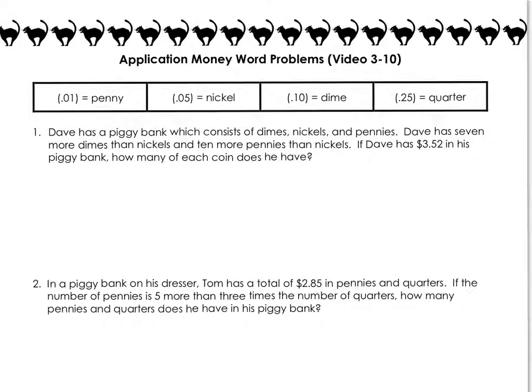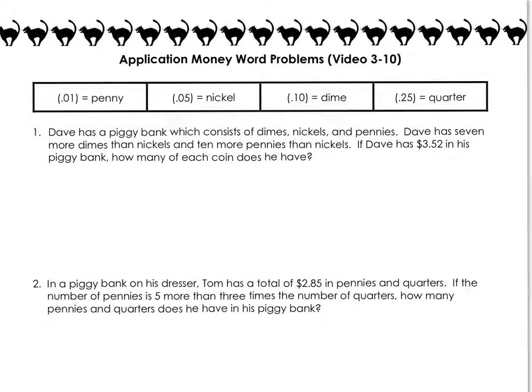Here we're going to talk about some application money word problems, and they're already things that we've been introduced to in the past. So you know that a penny is worth 0.01, a nickel is worth 0.05, a dime is worth 0.10, and a quarter is 0.25. So that's the amount of money that each of those coins are worth.